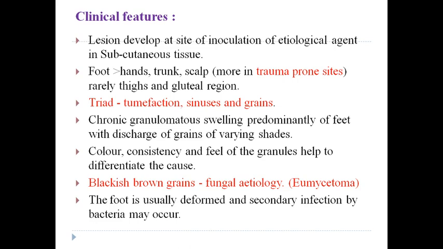A lesion develops at the site of inoculation of the etiological agent in subcutaneous tissue, as we have already discussed, and the most affected areas are the extremities, especially the foot, which is more commonly involved than the hands. Then the lesions can be on the trunk, they can be on the scalp also, and they are more on trauma-prone sites, and rarely the thighs and gluteal area can also be involved.